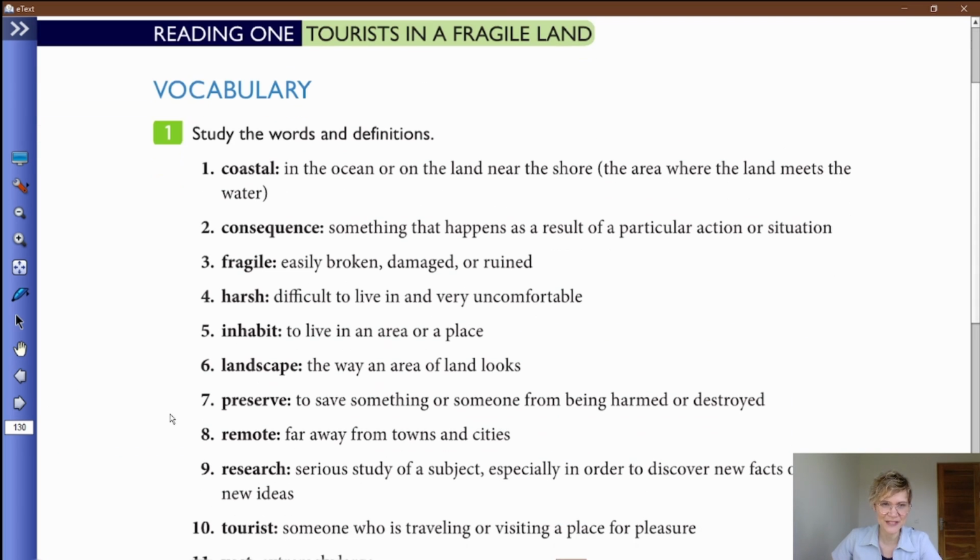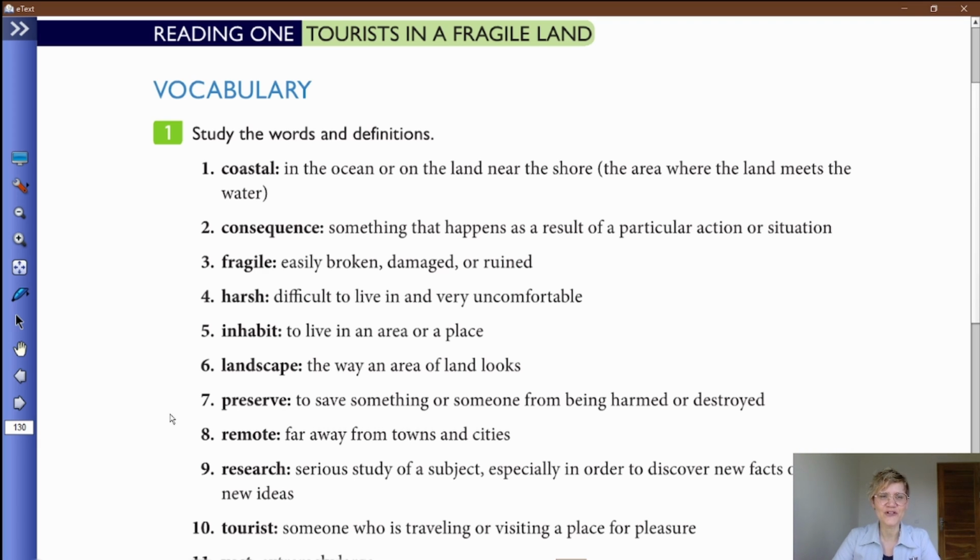So, reading 1. Tourists in a fragile land. Do you consider Bali to be fragile or not? Bali is a bit fragile right now, right? In this time of a pandemic, I think Bali was always very strong, but in a pandemic with not that many tourists, Bali has become more fragile. But we believe that that will change.